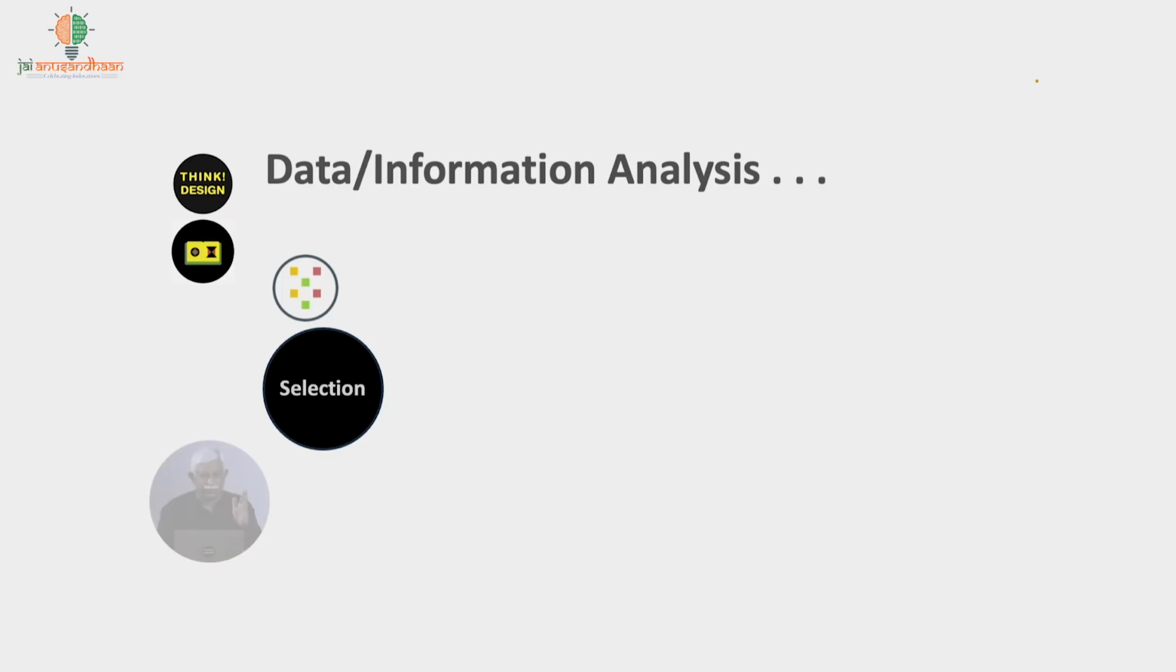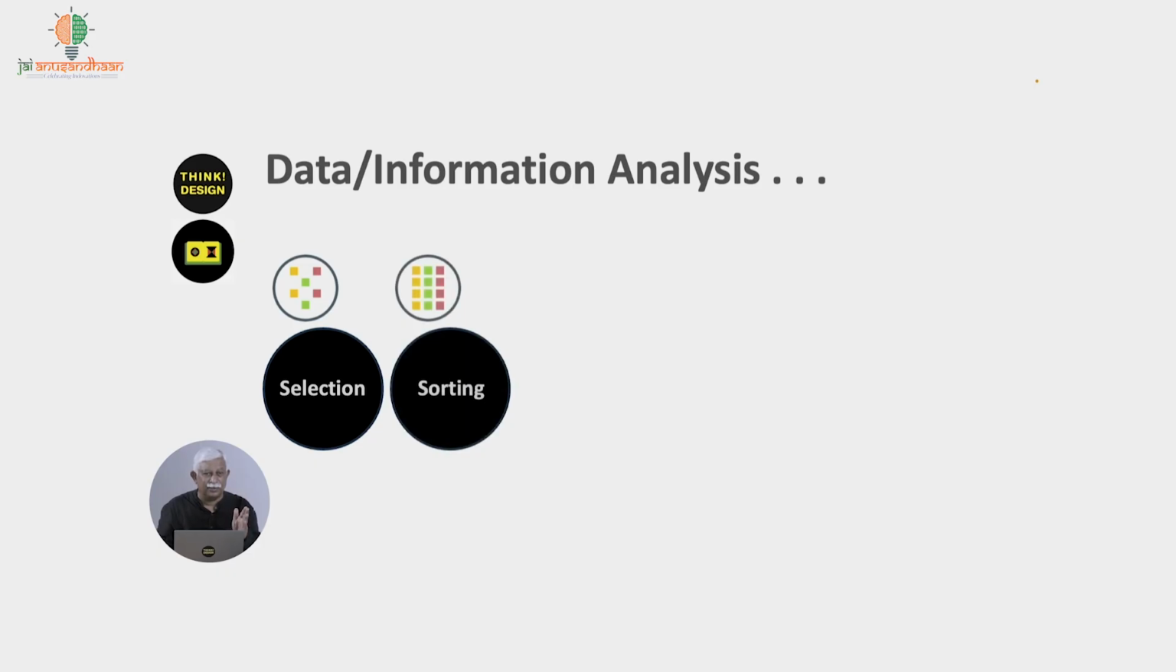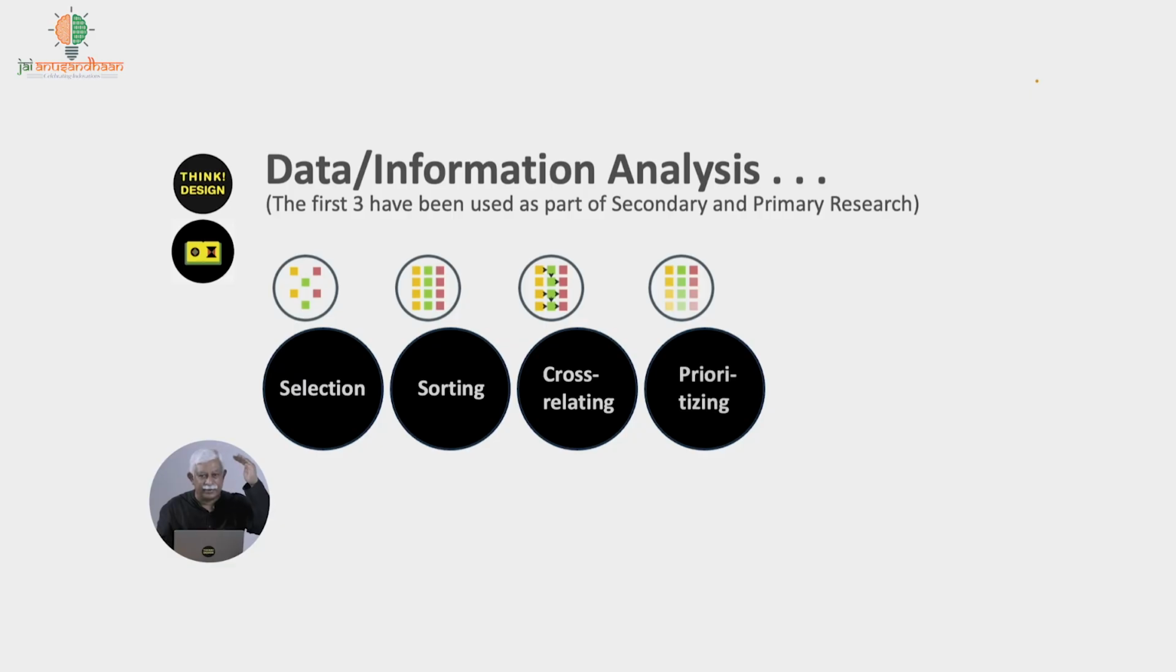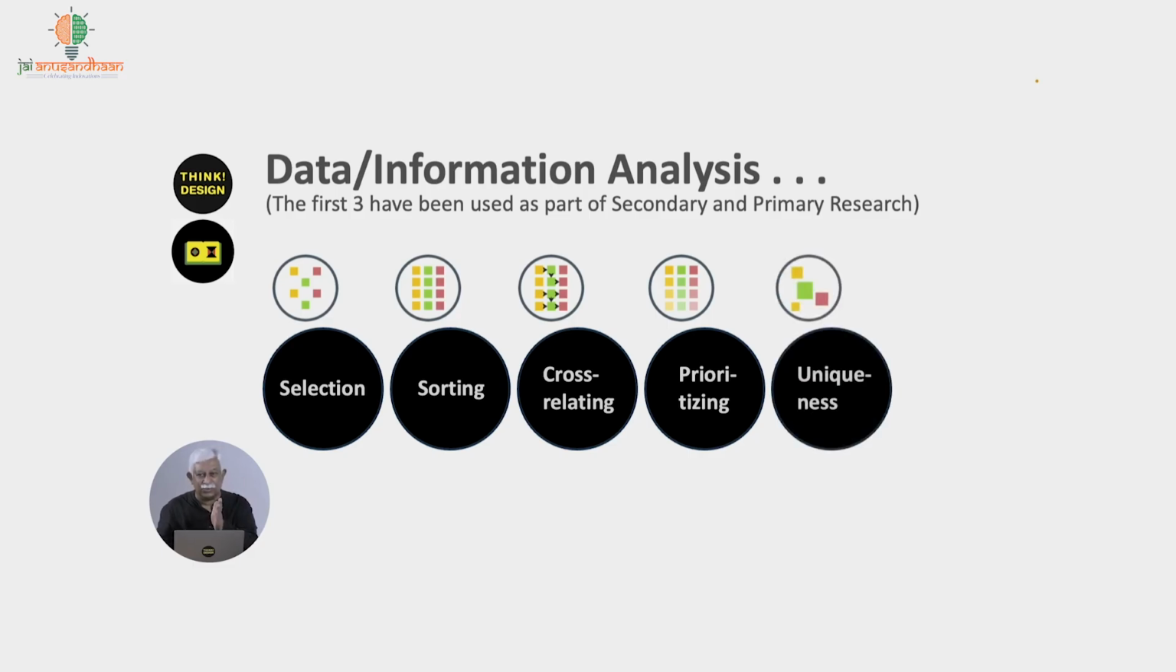So just going through the steps again, because it's very important to understand the different steps involved in data analysis. You need to select the information that is important for you. You need to sort that out into categories, and then cross-relate this information so that you can find affinity links, and then you can prioritize it such that information that is more important is prioritized against information that is not so relevant. And then you need to look at its uniqueness and then visualize it through mappings.